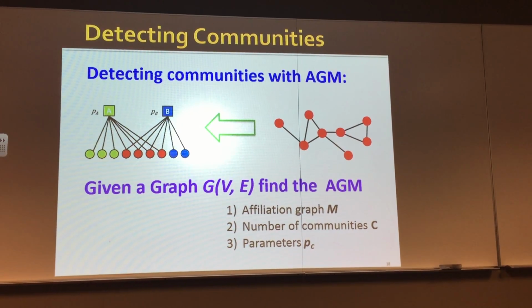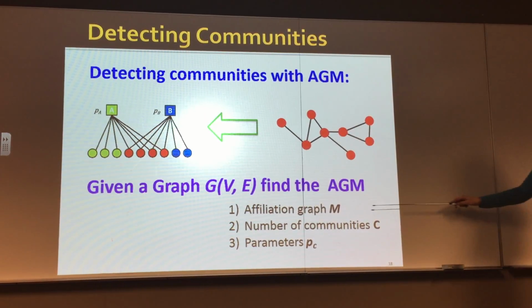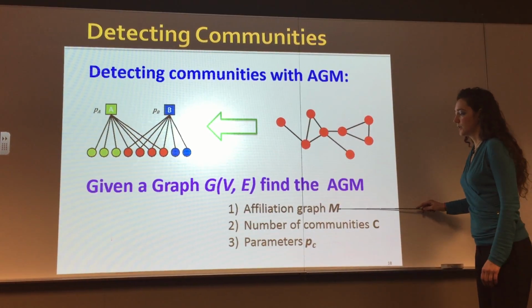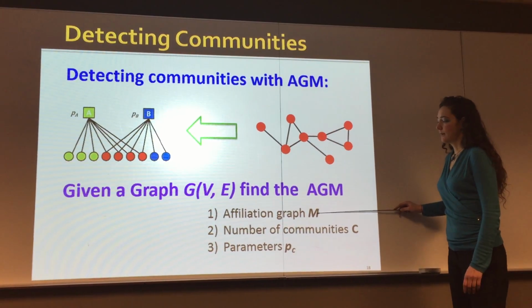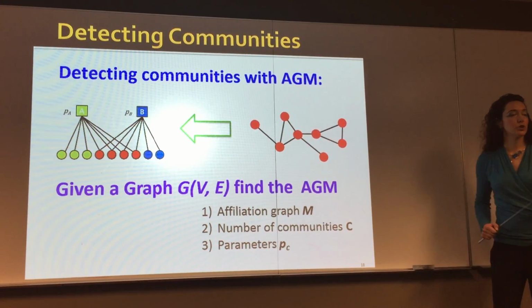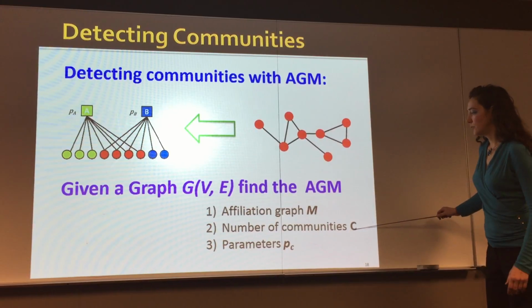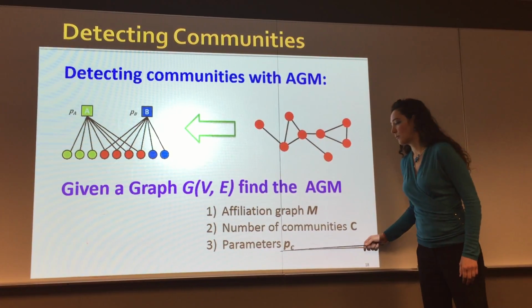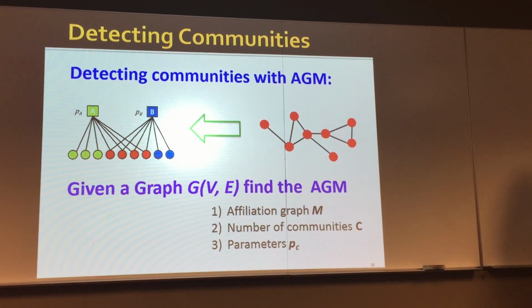So we have the affiliation graph M that's going to show us which. So this is what we want to find: the affiliation graph that's going to show us which node links to which node, the number of communities that we have, and what is the probability that two nodes link if they belong to the same community.